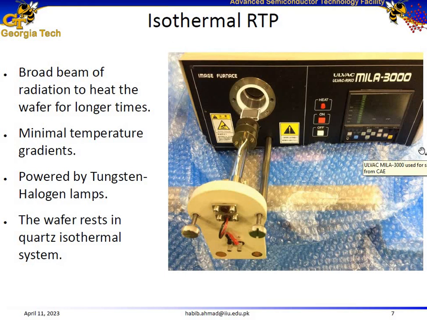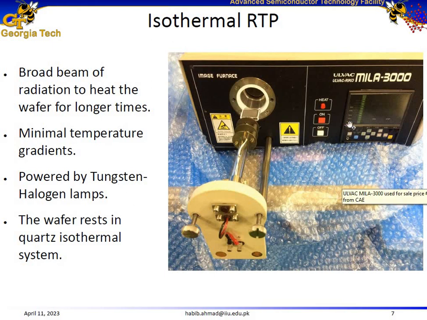The third kind of process is called isothermal rapid thermal processing. In isothermal rapid thermal processing, we have a beam of radiation to heat the wafer for a longer amount of time. Now, how do you achieve these radiations? We achieve these radiations by using tungsten halogen lamps, and there are minimal temperature gradients.